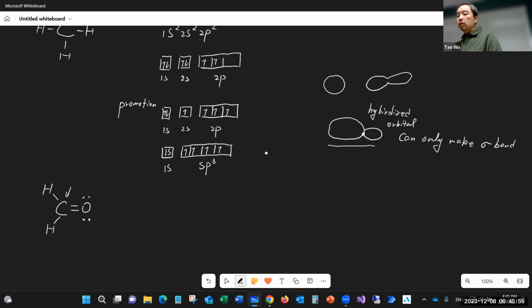So now people will ask, how can we explain this? In this case, we have 3 sigma bonds and 1 pi bond. Obviously it's not going to be sp3 hybridization, because sp3 can only make 4 sigma bonds. We're not going to make 1 pi and 3 sigma. So now in this case, we're going to have a hybridization in this way.